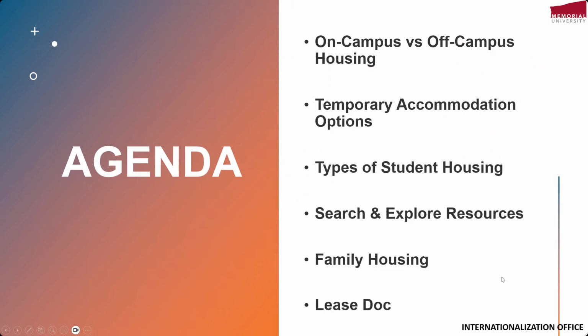So this is the agenda of my presentation today. First, I will explain about on and off campus housing, then temporary accommodation options, some of the types of student housing and how to search and explore these resources, a brief overview of family housing, and in the end, I will try to explain a little bit about what the lease document looks like for off campus.